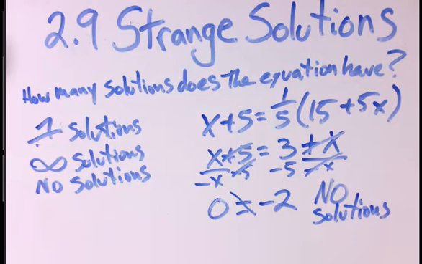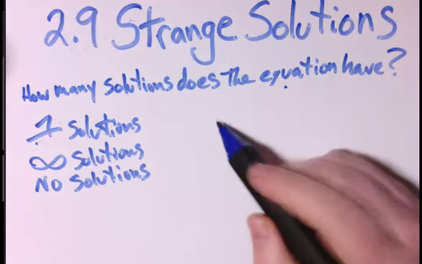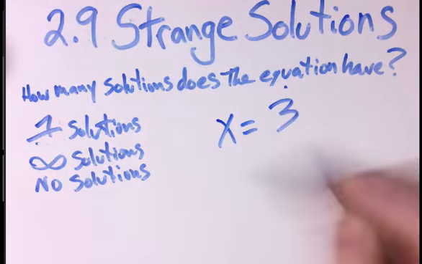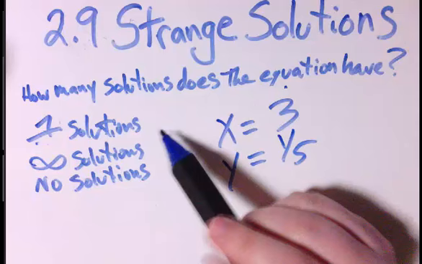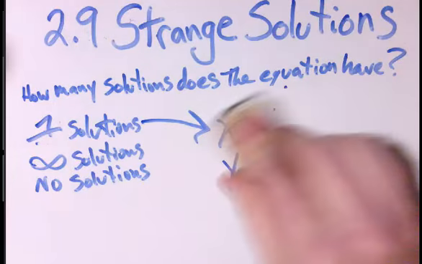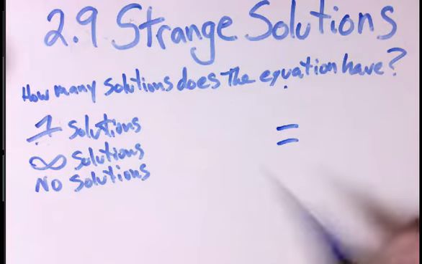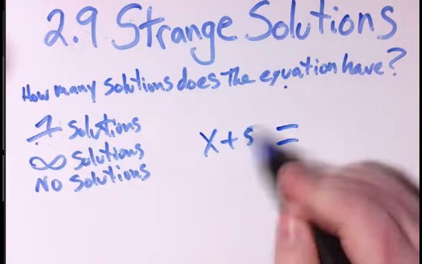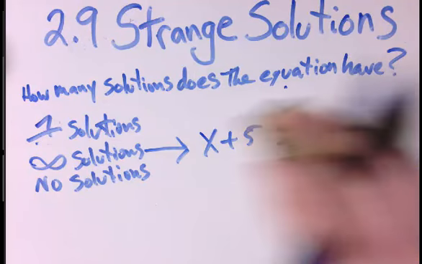So normally when we are solving equations, we end up with one solution. So that's like when we have x is equal to 3, or y is equal to a fifth. Okay, those are one solution. So we know we have infinite solutions if both sides of the equation are the same, because no matter what you put in for x, you're going to get the same answer on both sides. So those are infinite solutions.